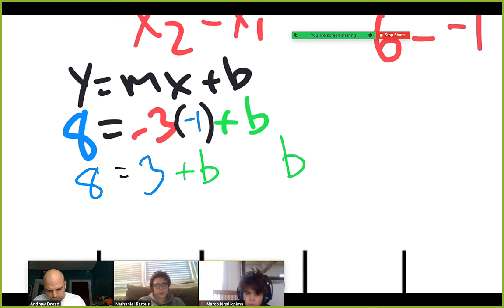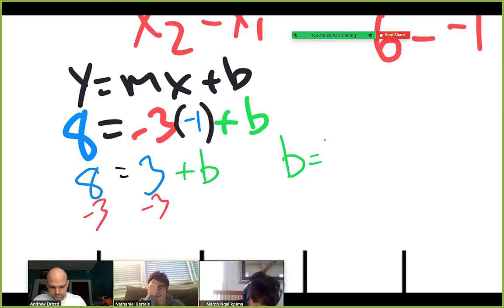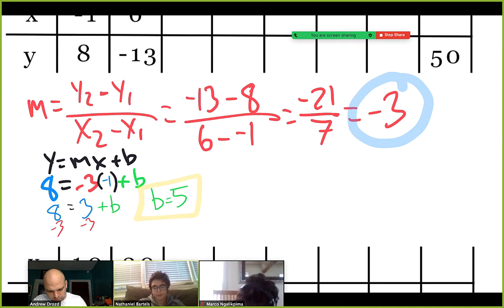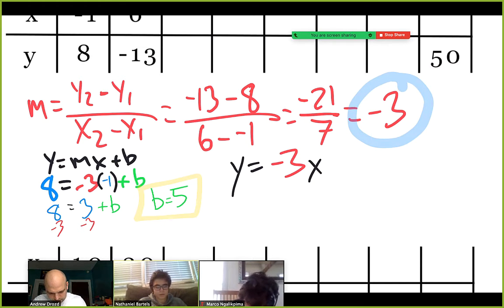And what is b? If we subtract 3 from both sides, yikes. 8 minus 3 is 6. Not 6. 5. It's 5. Nice, man. All right, so we've got the y-intercept. We've got the slope. And let's write this rule, which we now know is y equals -3x plus 5. Beautiful.